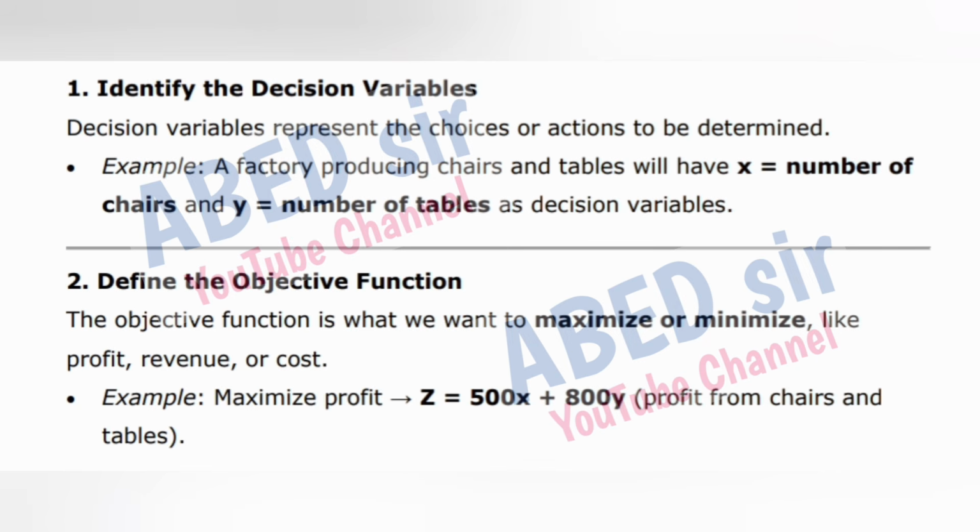1. Identify the decision variables. Decision variables represent the choices or actions to be determined. Example: a factory producing chairs and tables will have x equal to the number of chairs and y equal to the number of tables as decision variables. 2. Define the objective function. The objective function is what we want to maximize or minimize, like profit, revenue, or cost. Example: maximize profit Z = 500x + 800y, profit from chairs and tables.